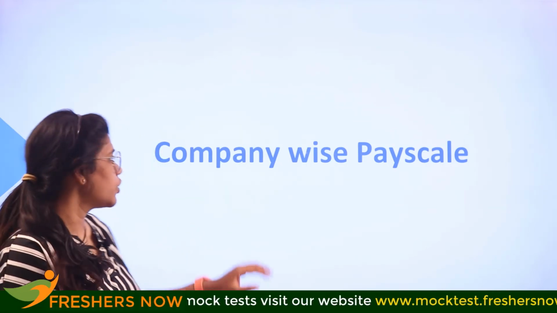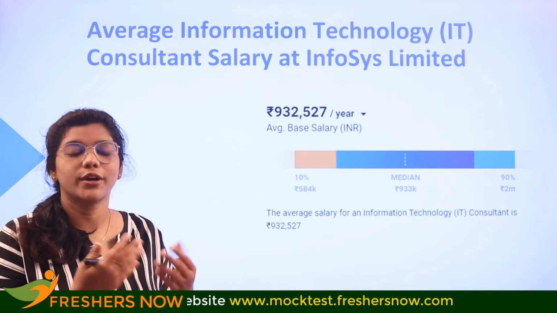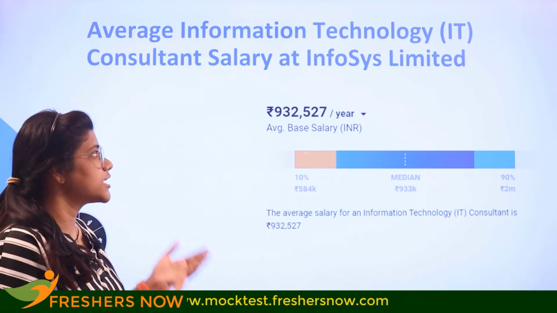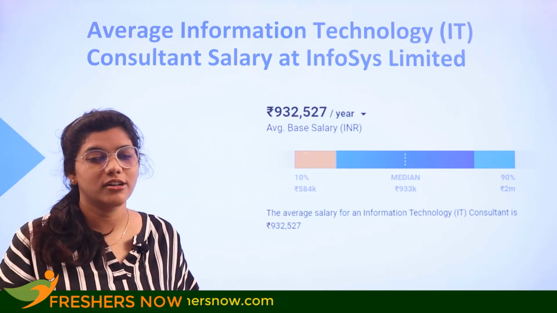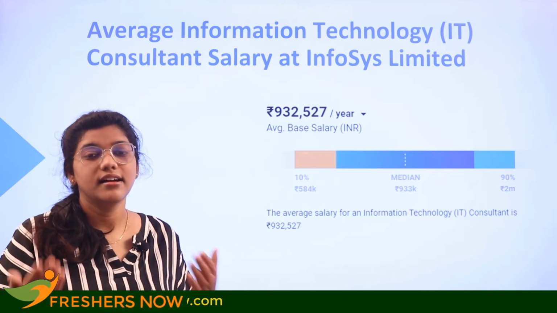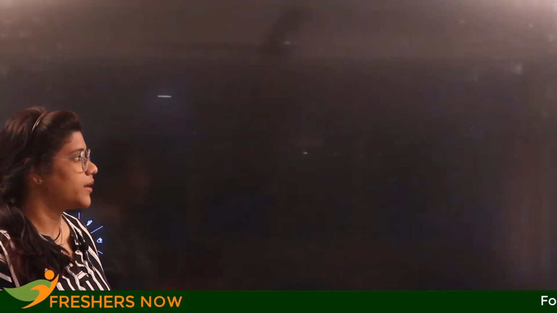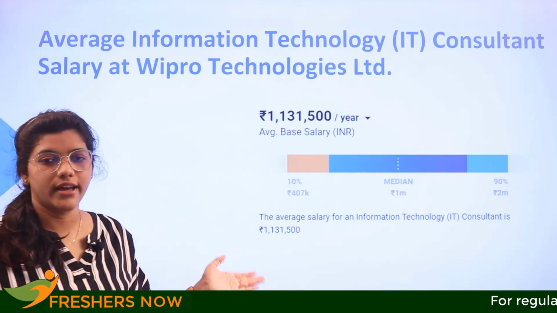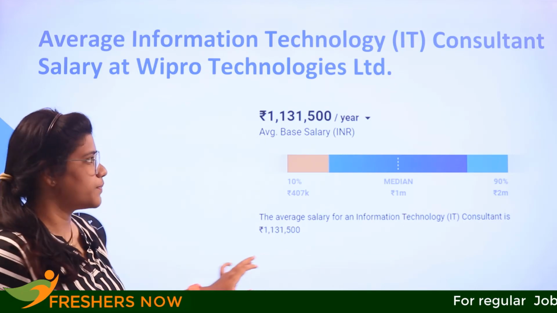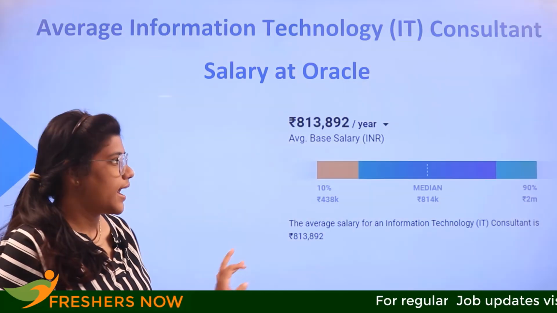So with that note, the first company that we already know is Infosys. Infosys is paying their IT consultants around 9,32,000 per annum, which is fair enough because on an average pay itself in India, an IT consultant is being paid around 9 lakhs. So this is an average pay. And in Wipro, 11 lakhs per annum, again topping off the average pay. And in Oracle, it is 8,13,000 per annum.